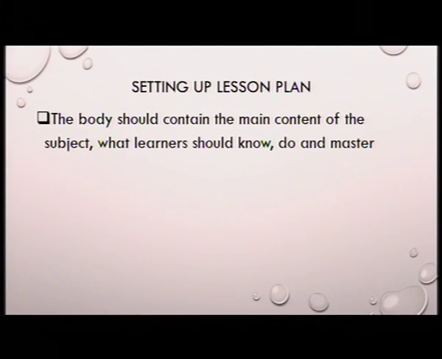The body should contain the main content of the subject, what learners should know, do, and master. The body is the most critical part of the lesson as well, because it must contain the whole content of the lesson. What is it all about? What is the subject? What is it that they must know? What is it that they must master? That one, you put it in the content. And then also, you must also look at things. What is it that they must know? And what is it that they must master?